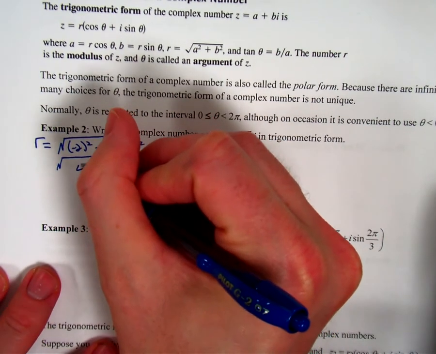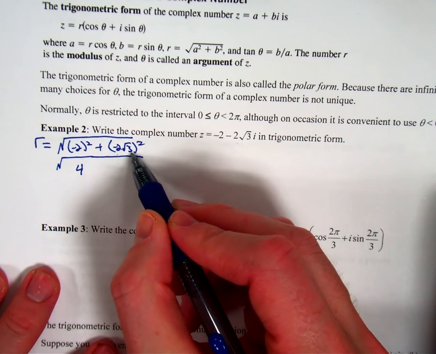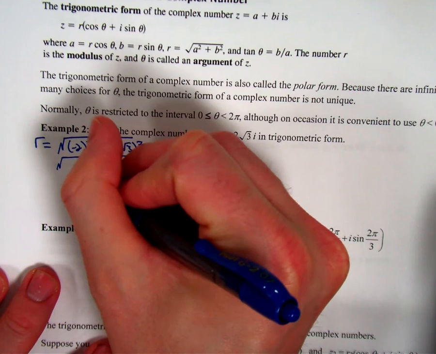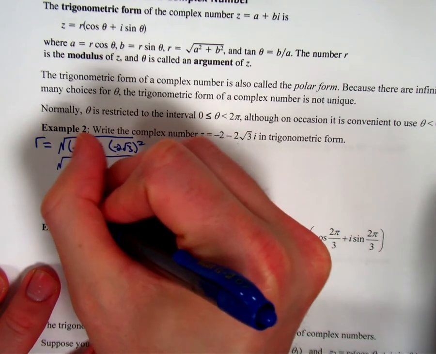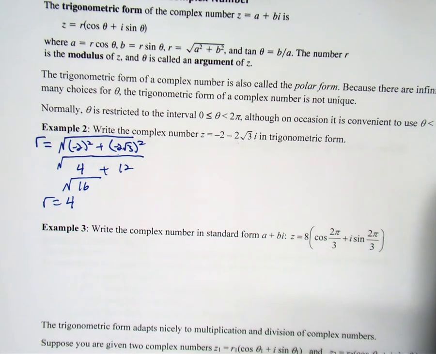Negative 2 squared is 4. Radical 3 squared is 3. 4 times 3 is 12. So we have the square root of 16. Our r value here is 4. Okay, the next thing we need is our angle.